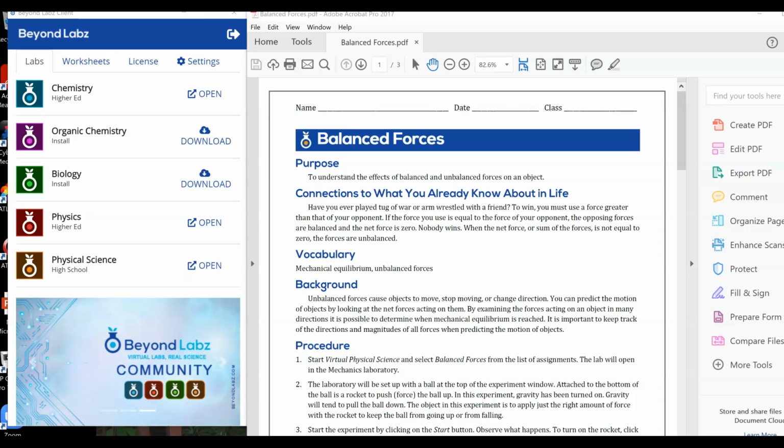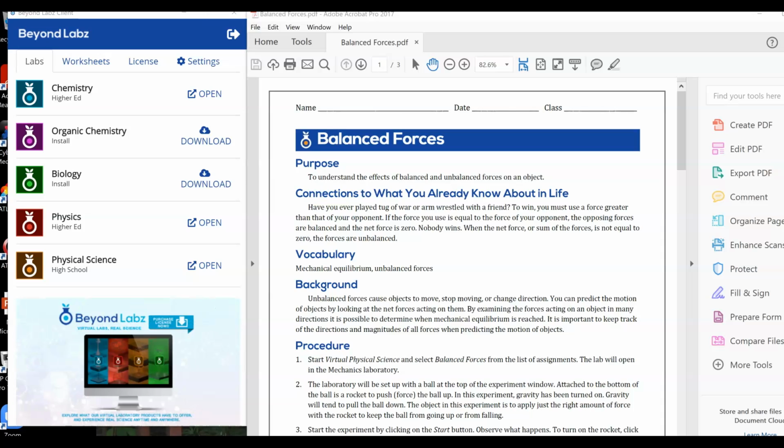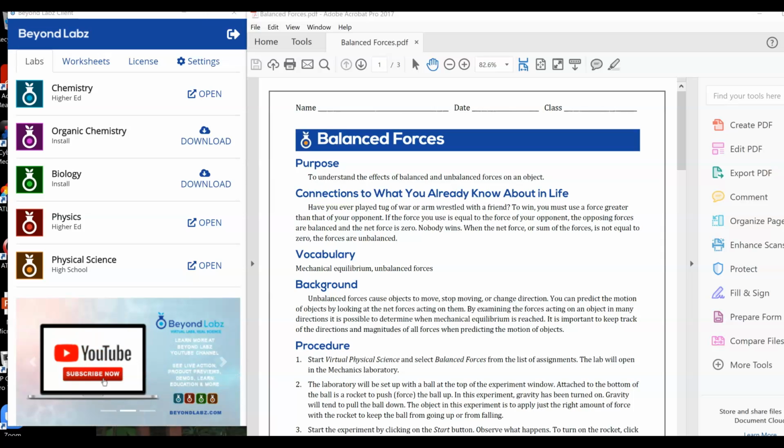Hello. Experiment today is balanced force. The purpose of the experiment is to understand the effects of balanced and unbalanced force on an object. In chapter 2, we talk about Newton's first law of motion.